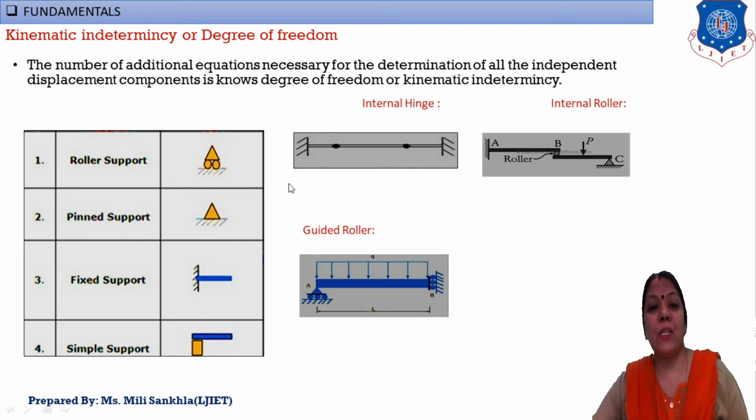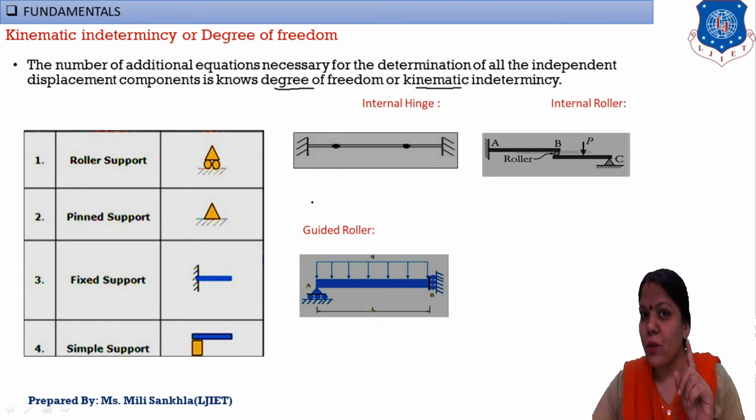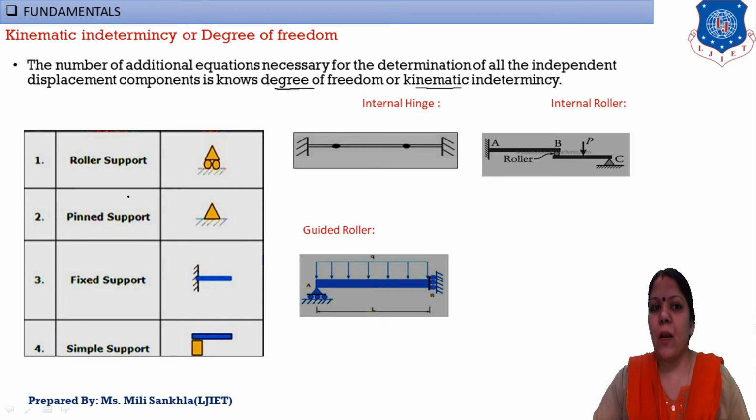The number of additional equations required to find out the displacement of a joint is known as degree of freedom or kinematic indeterminacy. This term is the opposite of SI. In SI we find the number of unknown forces, and in KI we find the displacement of joints. Now one by one, we understand this with support reactions.